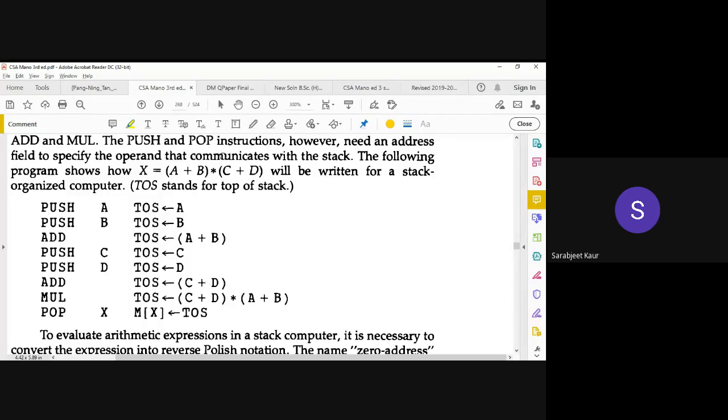Then we do the similar thing with C plus D in the next three instructions. And then what do I say? I simply say multiply. As soon as I say multiply, please see what has happened up till now. If this is my stack, then on the top of the stack I already have A plus B stored.